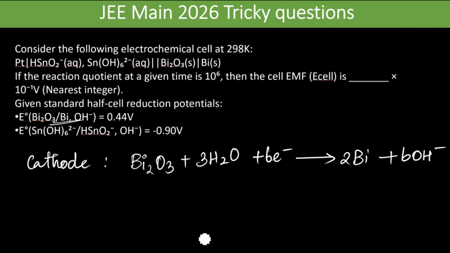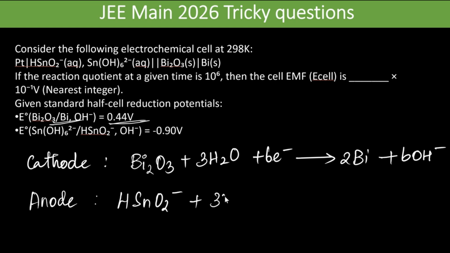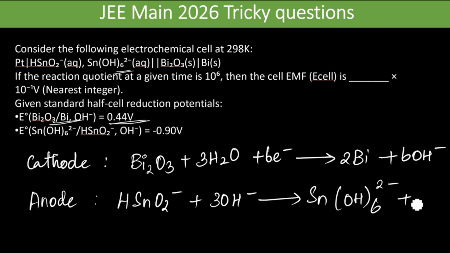Plus 6 OH minus. And the cathode value is 0.44. Similarly for the anode, HSnO2 minus plus 3 OH minus gives tin hydroxide, 2 minus plus 2 electrons. And the anode value is minus 0.90. Okay, now we know the cathode and cathodic reaction.